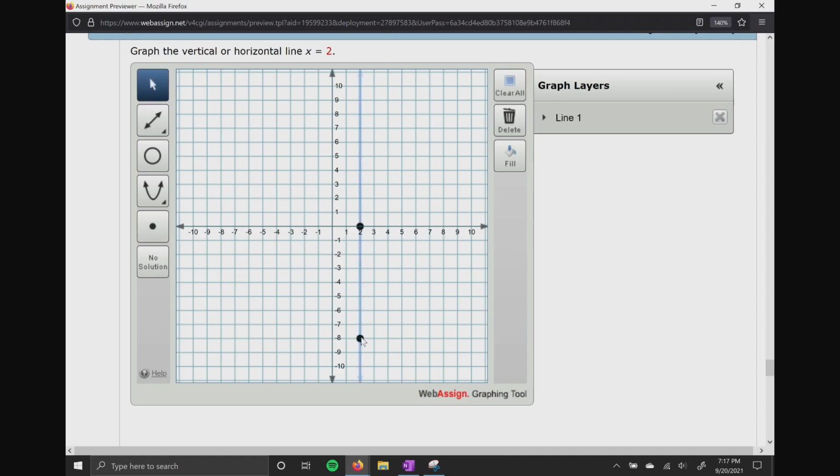Okay. Now, I will click over on the right-hand side just to open up this panel, just to make sure that where I clicked is correct. Notice my point 1 is 2, 0, and point 2 is 2, -8. Because remember, x has to be the same number. Okay? So there's that example.